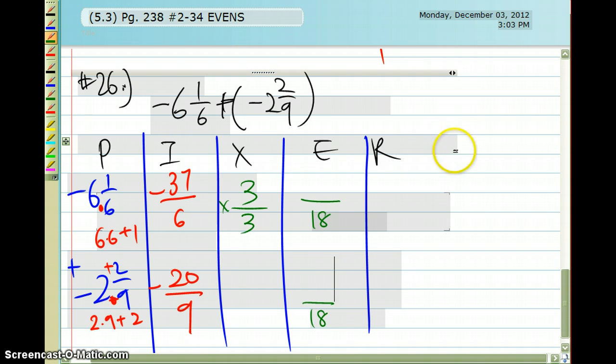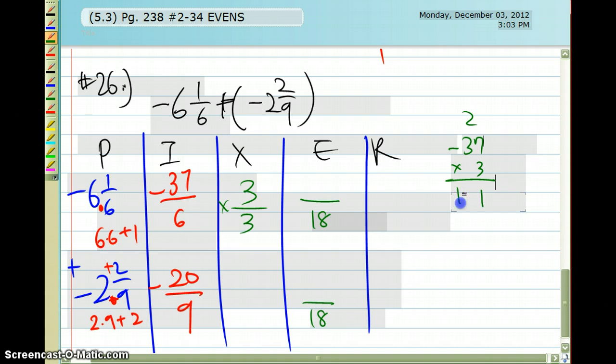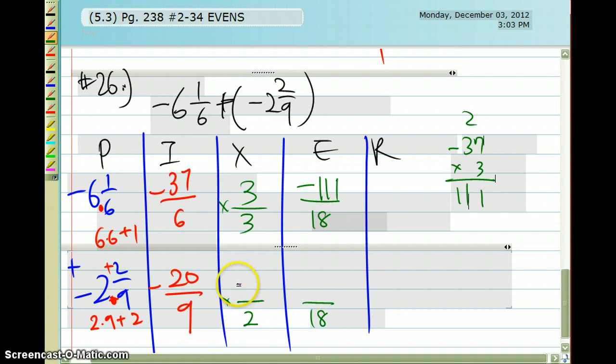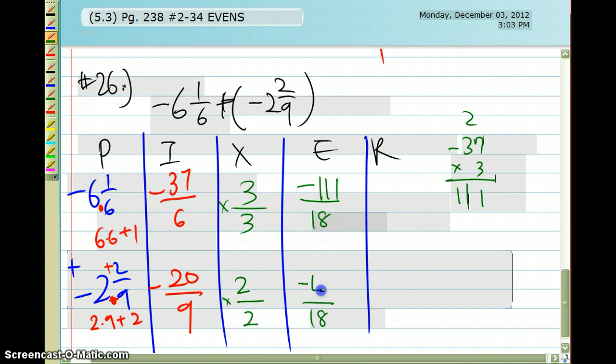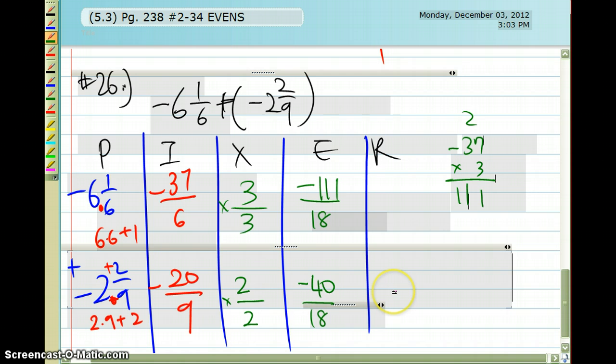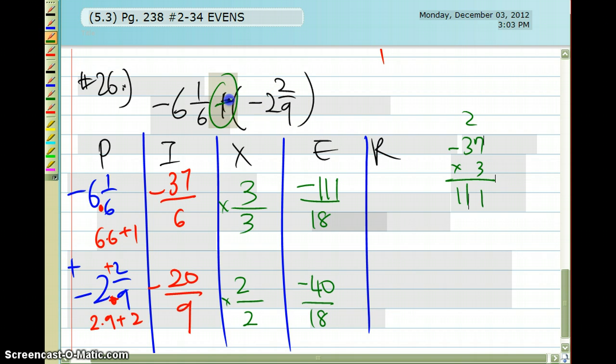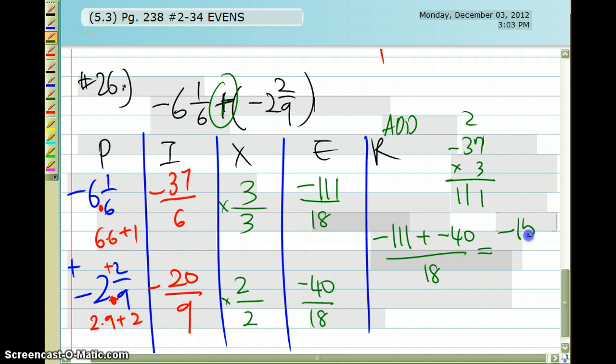Okay. When I multiply negative 37 times 3, I'm going to do that to the side over here, giving me 111, and a negative 111. And then 9 times 2 gives me 18. So negative 20 times 2, I can do that in my head. I'm going to get negative 40. I'm going to reduce this. This problem, going back to the beginning, said I was supposed to add. So I'm going to add negative 111 to negative 40 over 18, giving me negative 151 over 18.